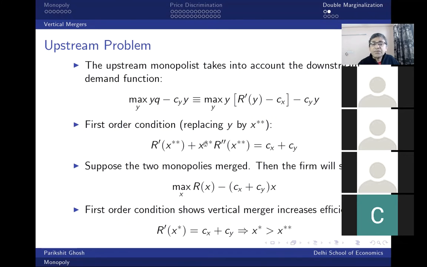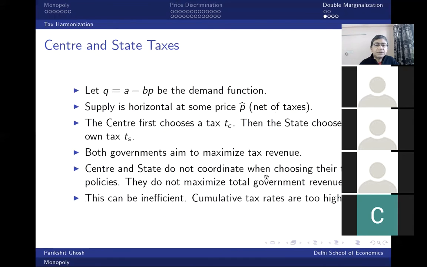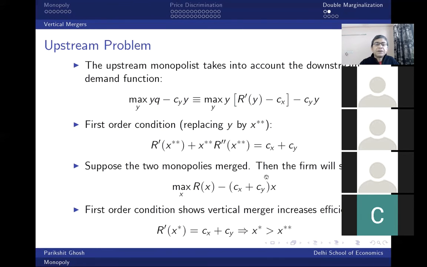In the first equation, which applies to the pre-merger scenario, there's this extra term on the left-hand side. And this extra term is negative, because the marginal revenue curve we have assumed is downward sloping. So we can conclude that X star is greater than X double star.